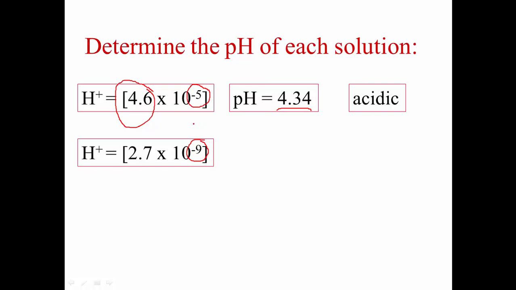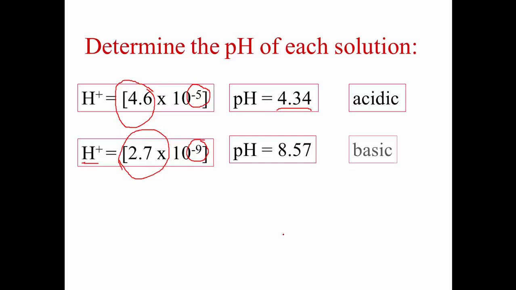So if this was 1 times 10 to the negative 9, you would have a basic solution of a pH of 9. This is slightly more concentrated in the hydrogen ion. So if you punch this in, hopefully you are predicting that you're going to get a pH close to 9, but less at 8.57. Now that is a slightly basic solution. Okay? Remember, pHs over 7 are basic. So as you become more familiar, you can look at the exponents and begin to predict that this would be a basic solution.